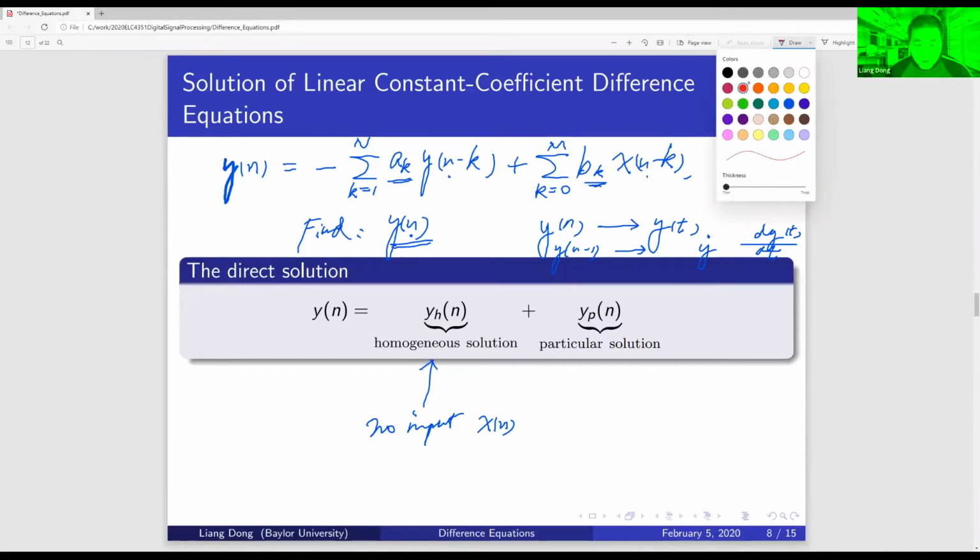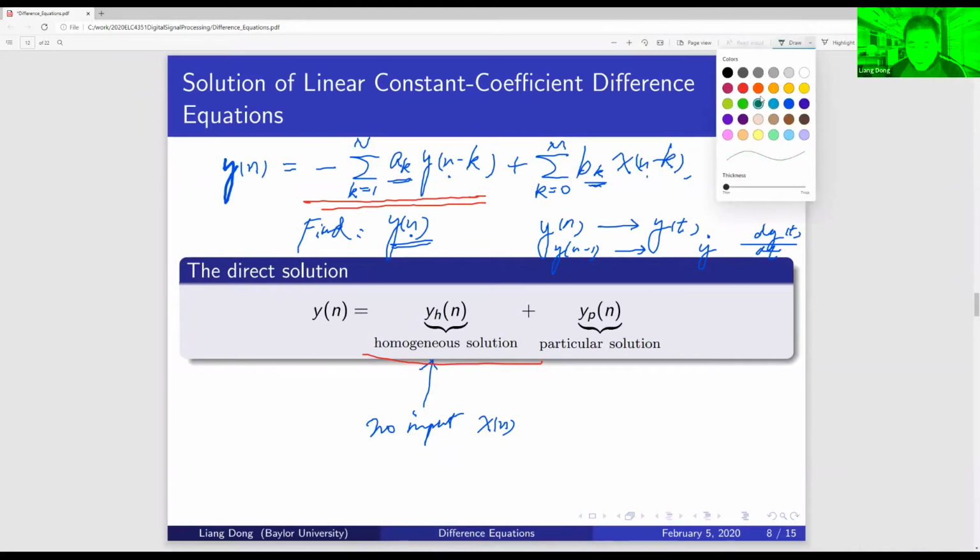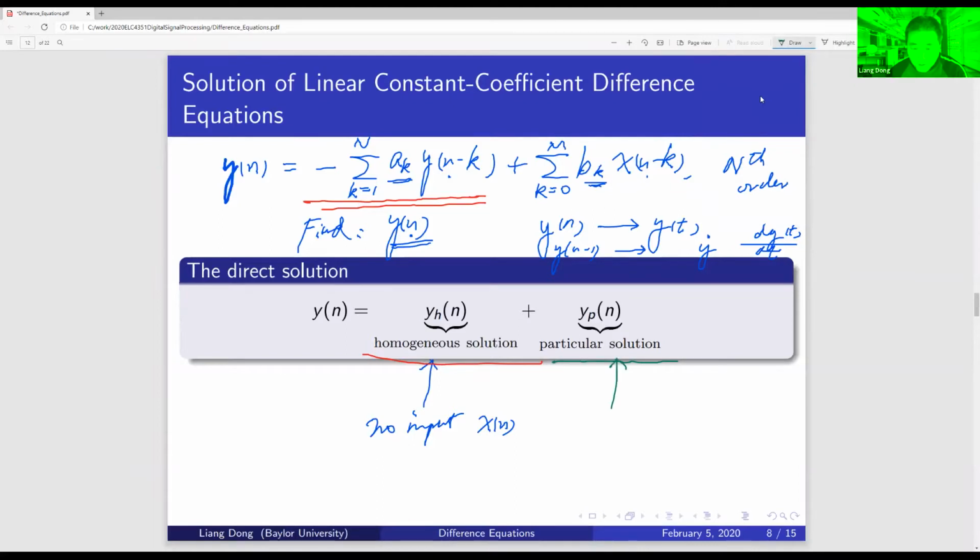That is, everything is due to the evolvement of the system itself. So for the homogeneous solution, we are looking at this first part, which is evolving by the system itself. I have this feedback loop. Even though I don't have any inputs, the system will change over time. And then the second part is the particular solution, y_p. This is particularly due to any particular input of x[n]. So we can think of this as an effect from the second part of my difference equation.